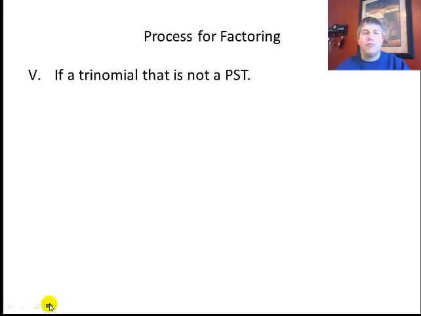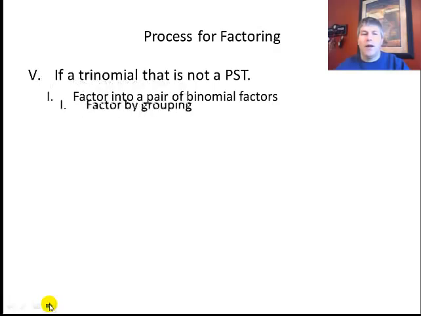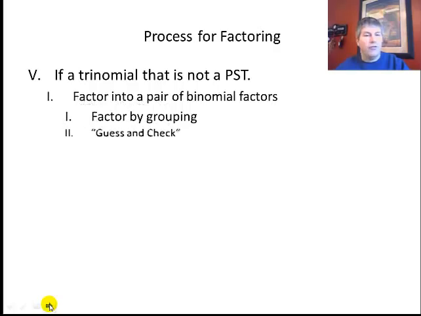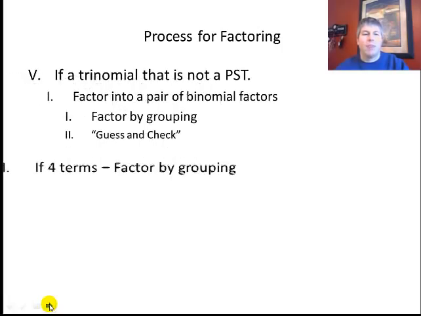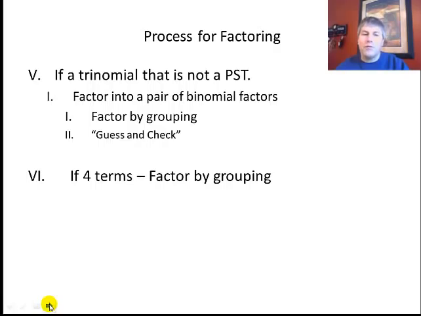If we have a trinomial that's not a PST, then we can go ahead and factor into a pair of binomial factors. And we can do that a couple different ways. We can factor by grouping. We can do the guess and check. That is if our a squared, a is greater than 1. If a is 1, that's usually pretty easy to factor for us. Okay. If we have 4 terms, then we factor by grouping, follow that factoring by grouping process.